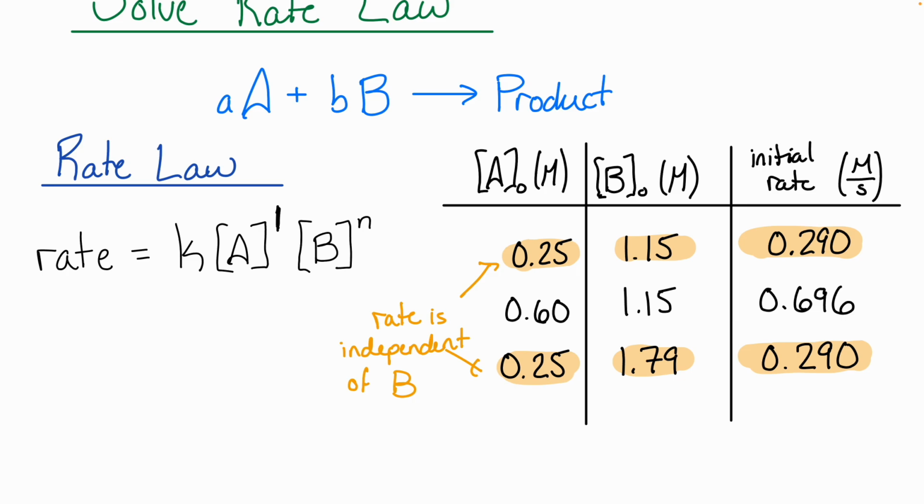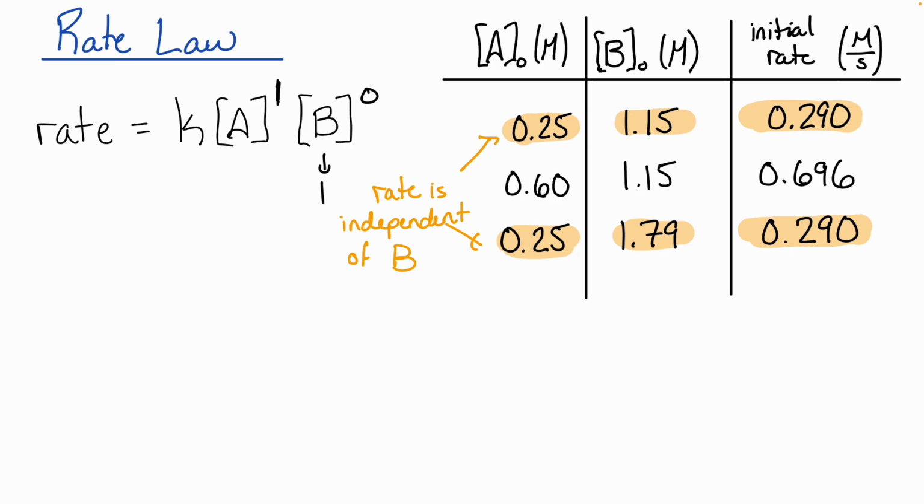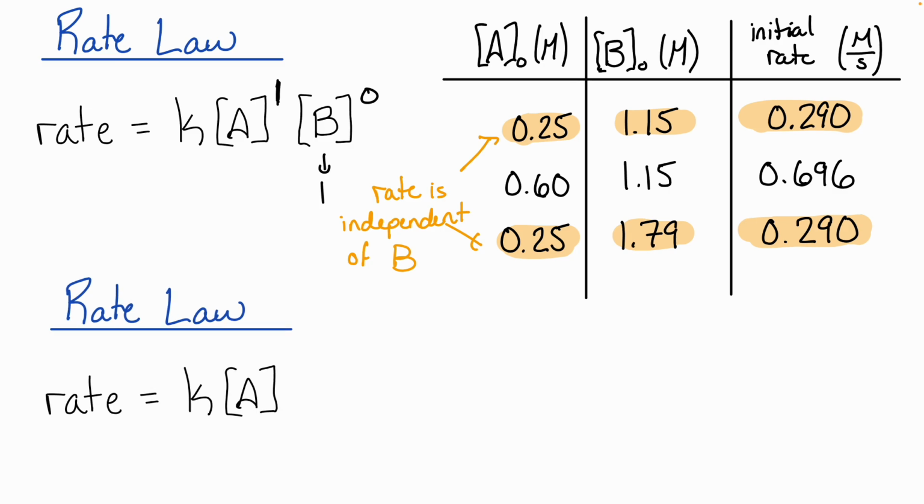And if the rate is independent of the concentration of B, the order with respect to B would be 0, right? If I replace this n here with a 0, that whole thing, the concentration of B, drops out. This just becomes 1. And so my rate law here, if we want to simplify it, is that my rate is simply equal to that rate constant K times the concentration of A.